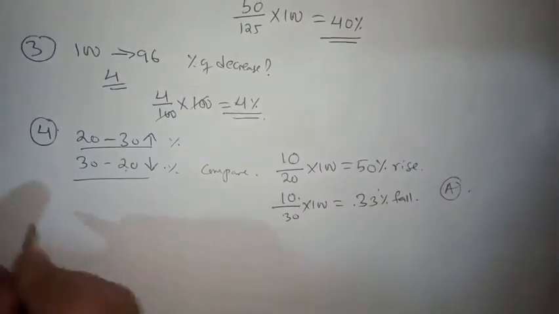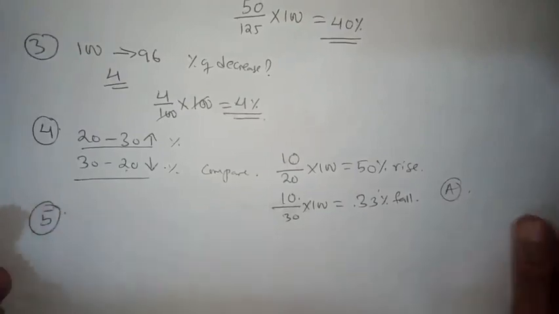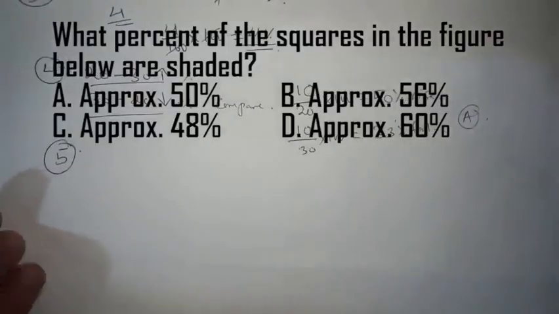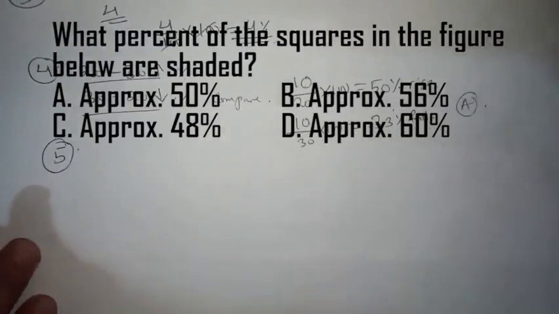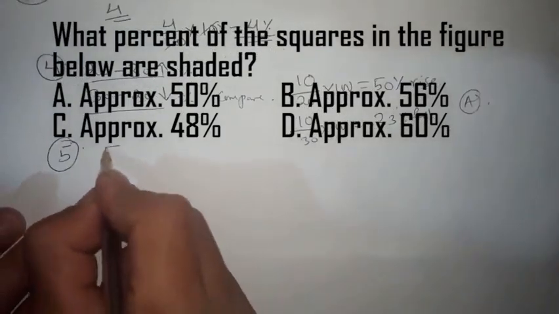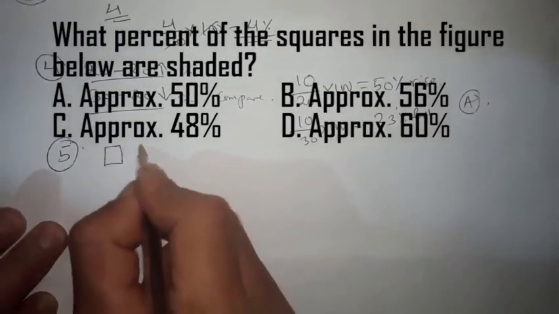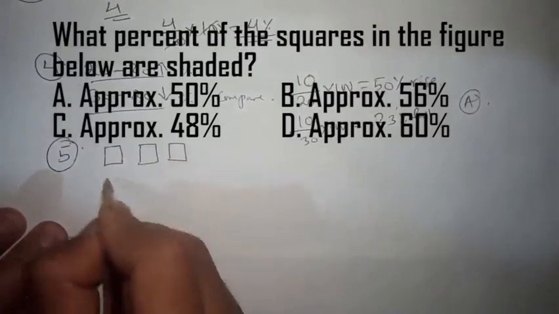Question number 5. What portion of the squares in the figure below are shaded? The figure is shown, a regular figure.